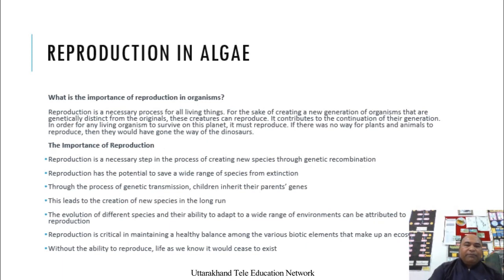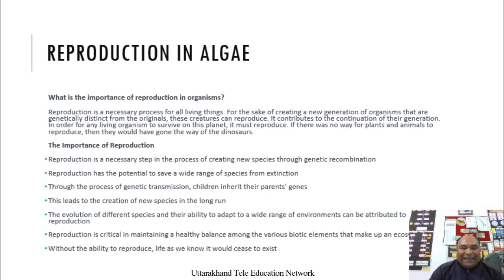What is reproduction? Reproduction is very important for all living organisms present on the earth. The importance of reproduction is the existence of any species living on our earth. It is very important for genetic recombination as well as for the existence of any species, and for the formation of new species in the long run. And this is basically the importance of reproduction in algae.